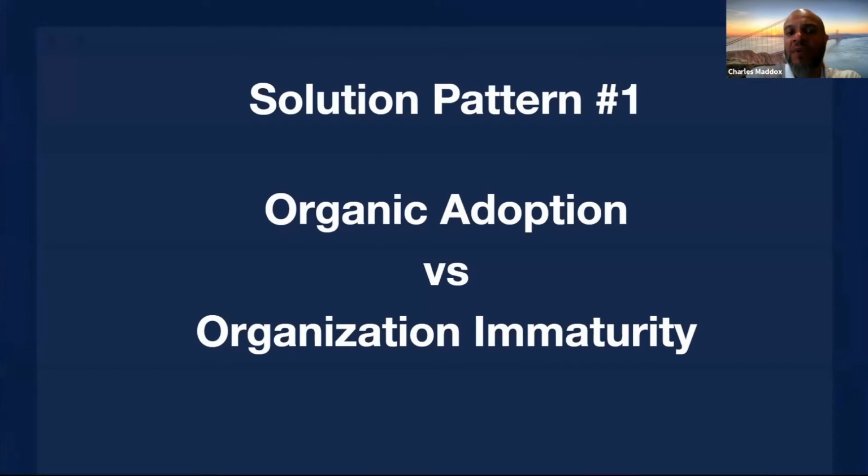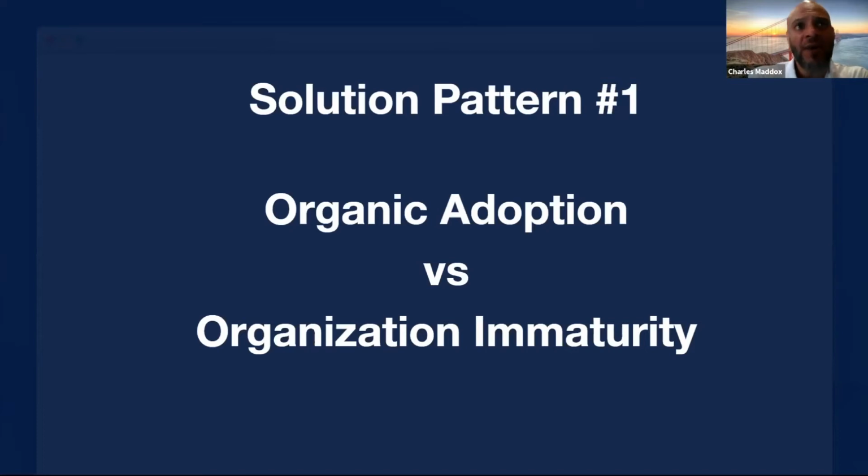So solution pattern number one, organic adoption versus organizational immaturity. A little bit of background on this is trying to force a square peg into a round hole. Some organizations want to adopt a transformation or a new approach to working, but they're not ready to. Their culture is not ready, their teams are not educated properly, their leadership is not educated properly. And that's organizational immaturity. They are not ready to adopt things at a certain level.